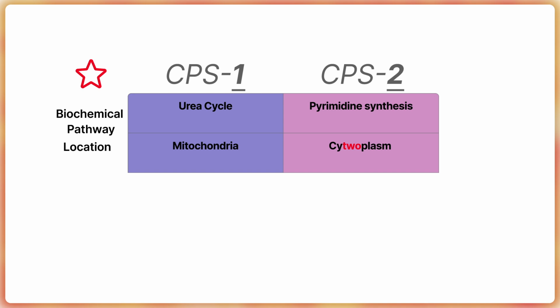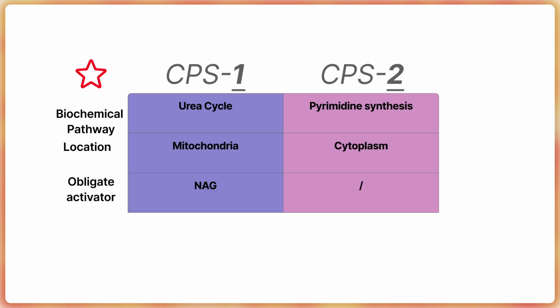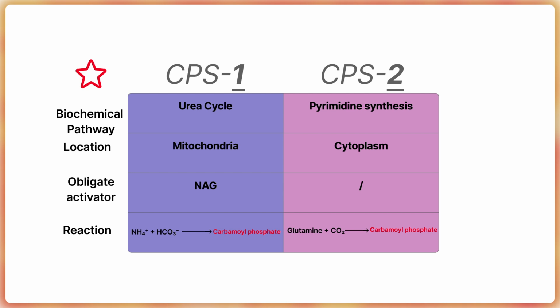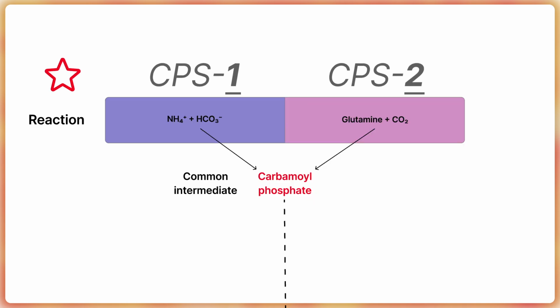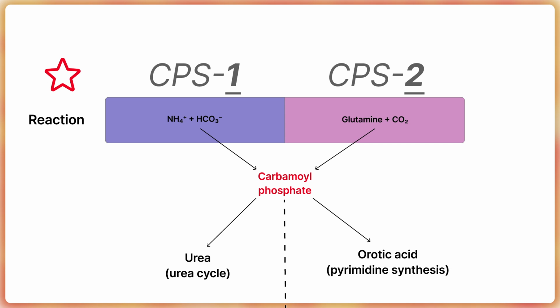To remember this, just think of CPS-2 as cytoplasm. The last difference between these two enzymes is the fact that CPS-1 requires NAG as an obligate activator, whereas CPS-2 doesn't require any activator. While these two enzymes have considerable differences, they share one very high yield similarity that we actually already know. They both synthesize carbamoyl phosphate, as their name suggests, of course. This shared product, carbamoyl phosphate, is absolutely vital to understanding how the urea cycle and pyrimidine synthesis pathways actually connect and interact with one another before they go their separate ways.